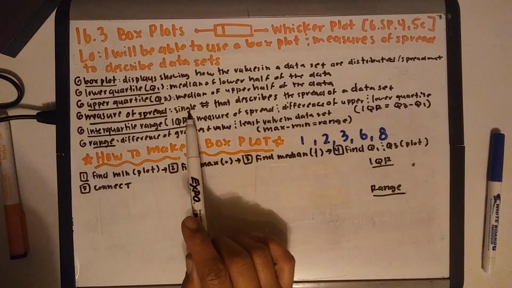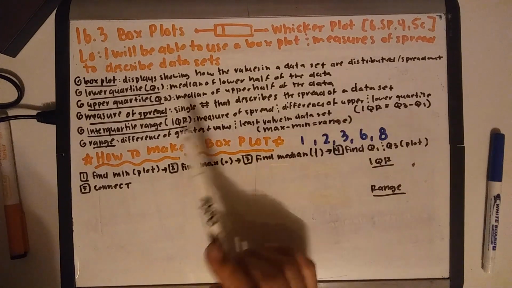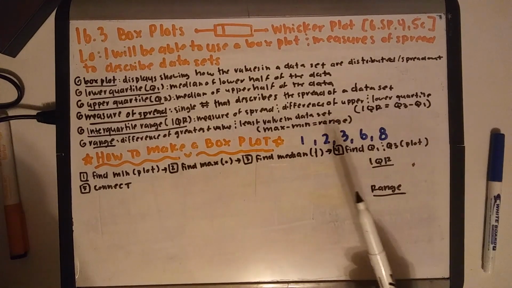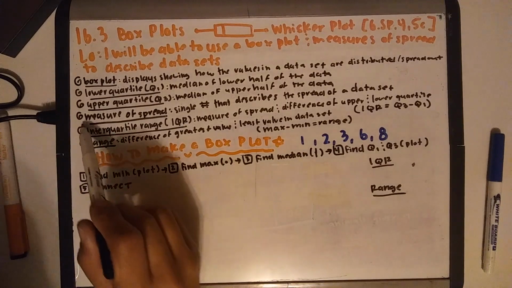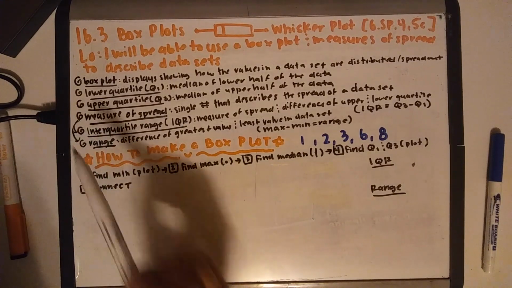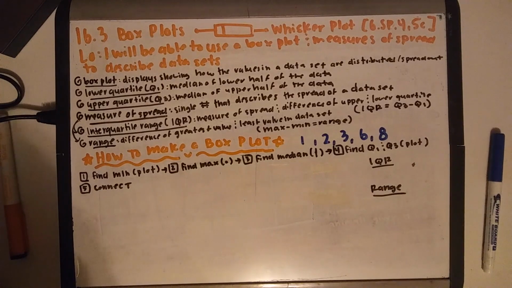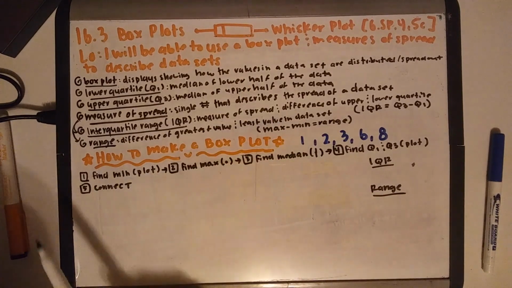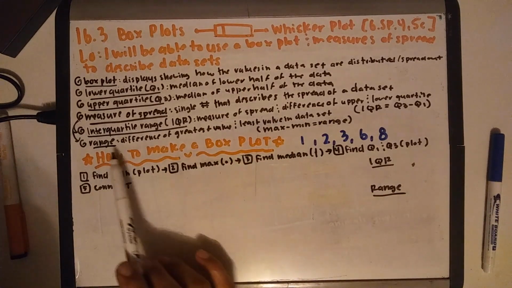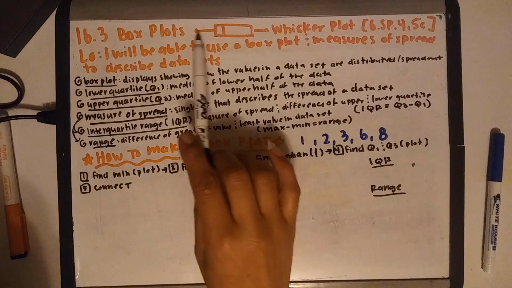Measure of spread is basically a single number that describes the spread of the data set. And so measures of spread will be the IQR, the interquartile range, or the range. Okay, so those are the two measures of spread that we can use. The IQR, or the interquartile range, is basically this right here, from here to here, the difference between Q3 and Q1. And then the range is the difference between the maximum and the minimum.